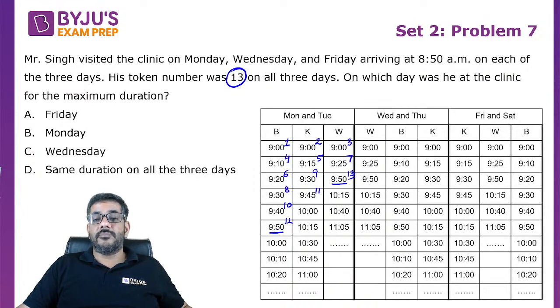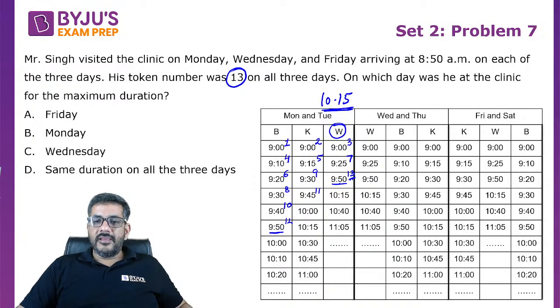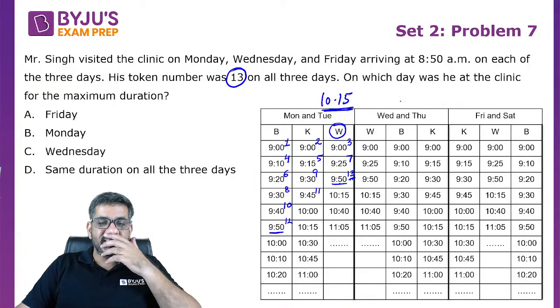Mr. Singh is token number 13. So Mr. Singh will be entering here at 9:50. And this doctor is Dr. Venn. He takes 25 minutes. So 9:50 plus 25 minutes. Can I say Mr. Venn would be free today at 10:15? I hope you got my point. Okay? He would be free at 10:15. I think all of you must have understood this. There would not be a problem in this case.